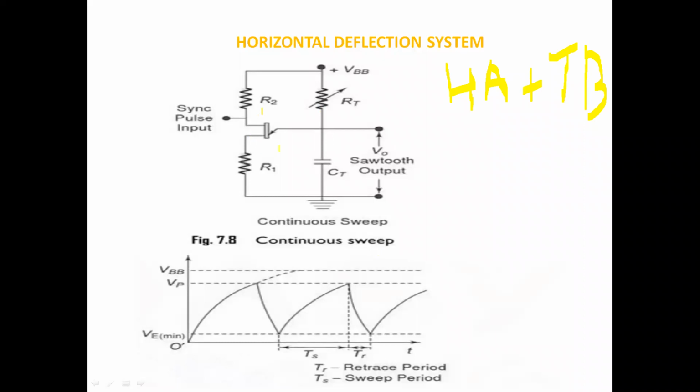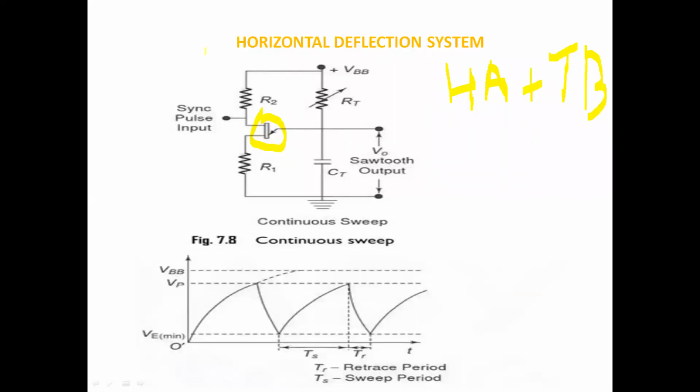In the CRO sweep generator, we are using a UJT, a unijunction transistor. Go through this operation carefully because it is again necessary in another topic, so that's why I am explaining again. The unijunction transistor has one emitter and two bases, base B1 and base B2.